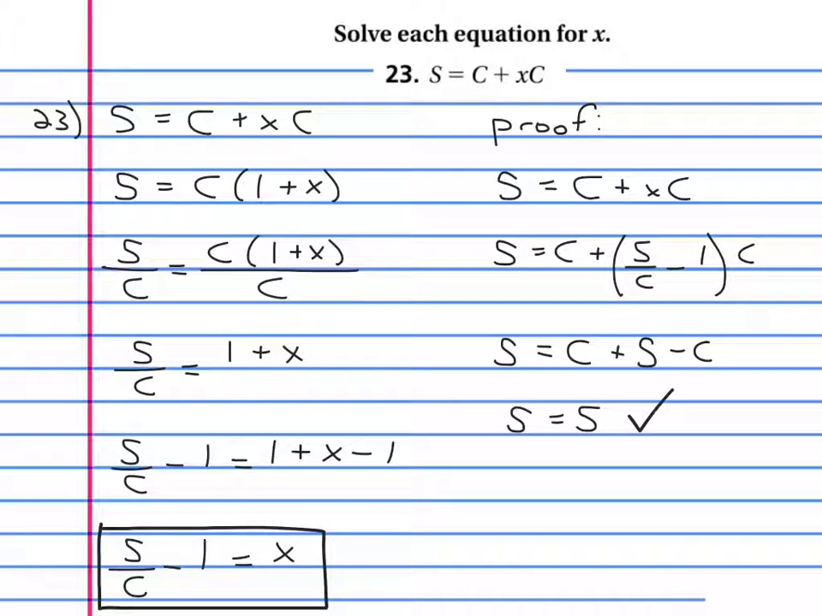Now, you might be saying, but Mr. Massey, if I check the answer in the back of the book, that's not what the answer in the back of the book says. Okay, so I'm going to redo this problem on the next slide, and I'm going to show you why they are equivalent. Remember what we've got here. We've got this answer, s over c minus 1 equals x. So I'm going to put a new slide, and I'm just going to jot that down right away at the top of the slide so that we can compare it later.